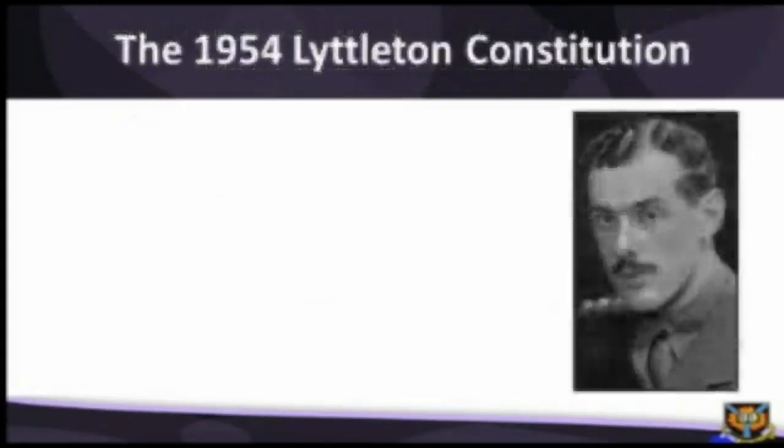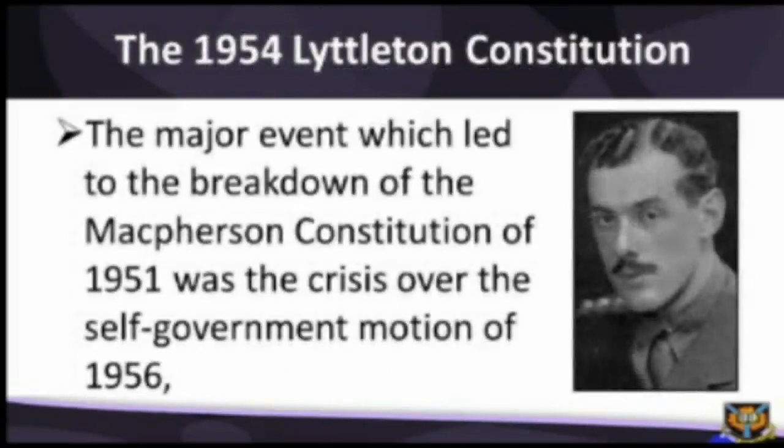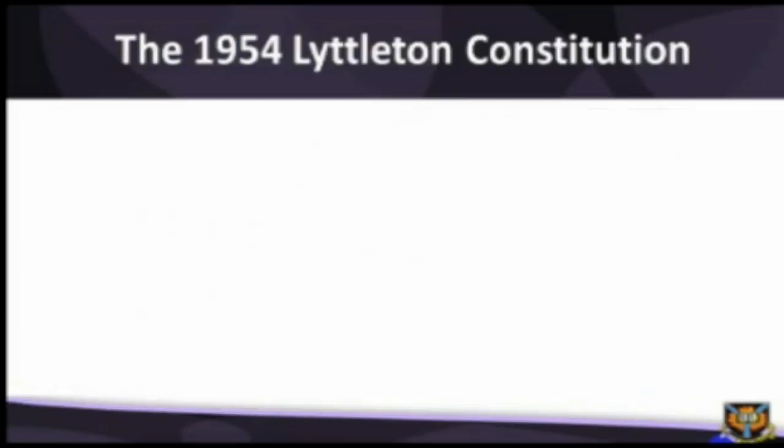The 1954 Littleton Constitution. The major event which led to the breakdown of the Macpherson Constitution of 1951 was the crisis over the self-government motion of 1956, which rendered the central executive, that is, the Council of Ministers, constitutionally powerless to perform its basic functions following the resignation of the AG ministers from it. This resignation resulted in conflicts between the North and the South, as well as the Kano riots of 1953.